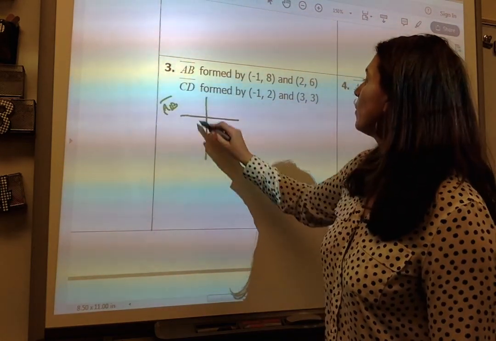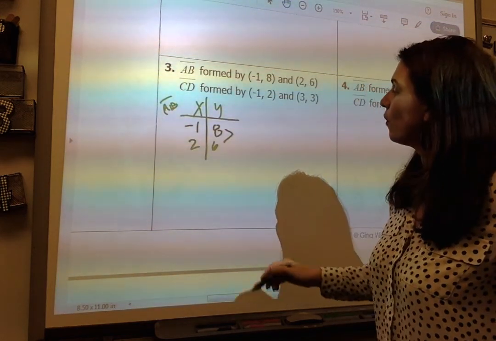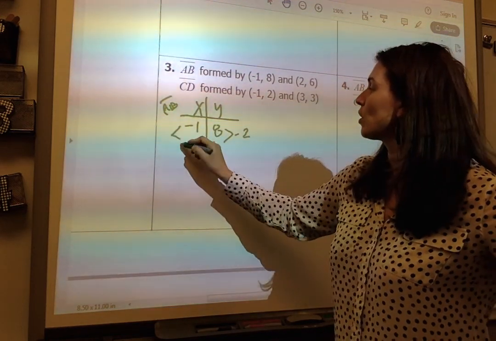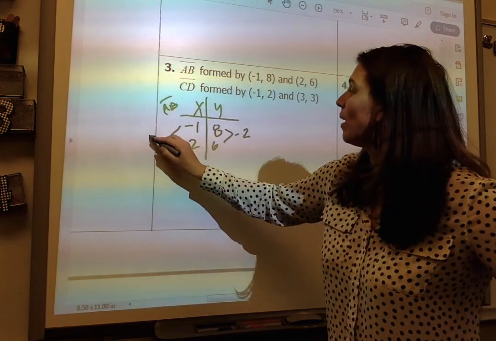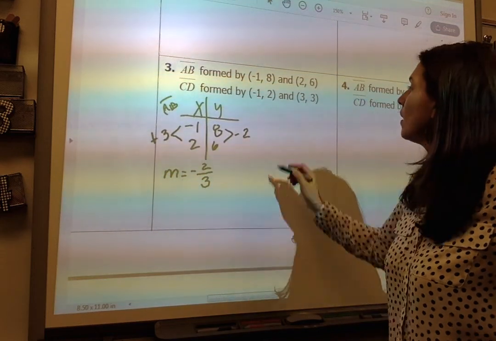AB. Here's my slope, -1 and 8, 2 and 6. To go from 8 to 6, I subtract 2. To go from -1 to 2, I add 3. And my slope is -2/3.